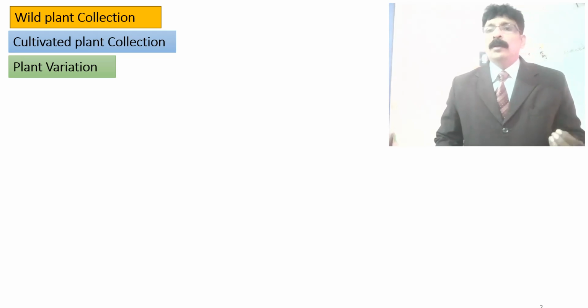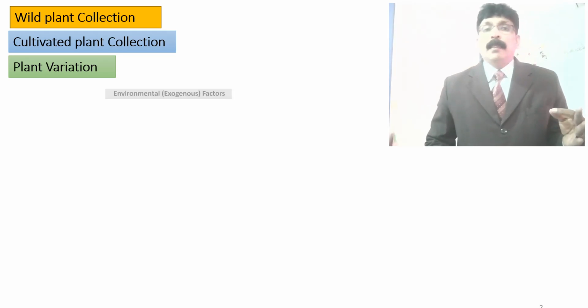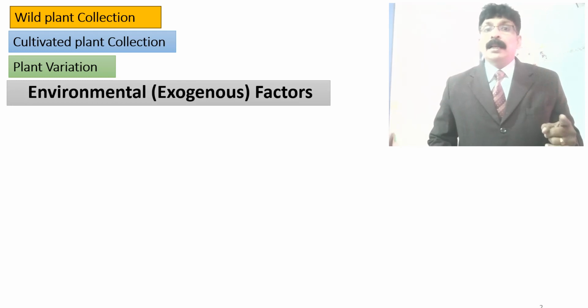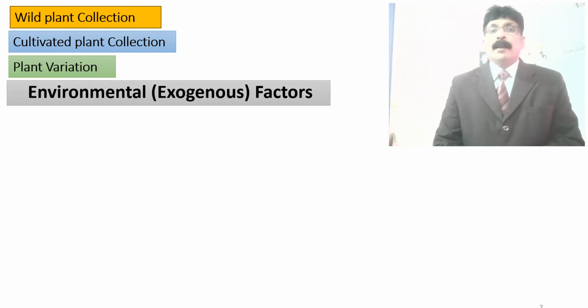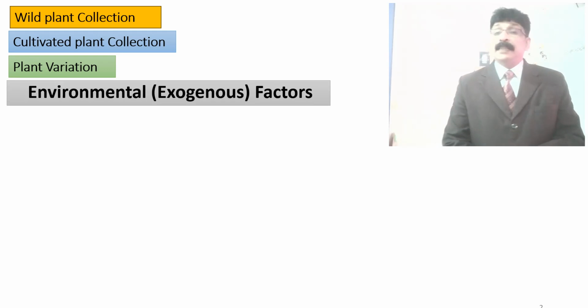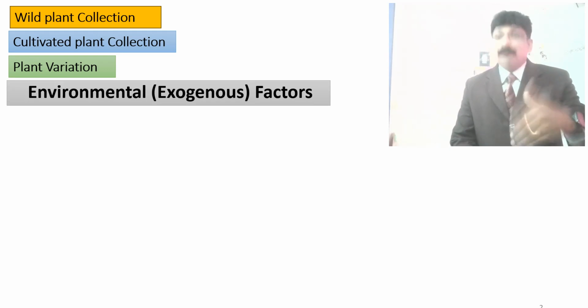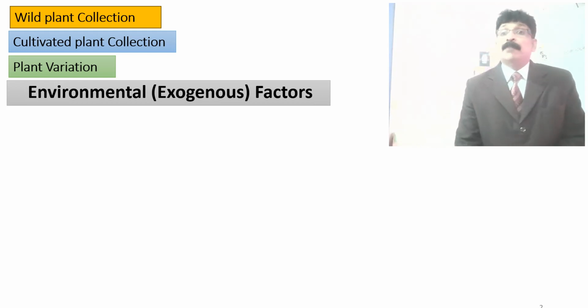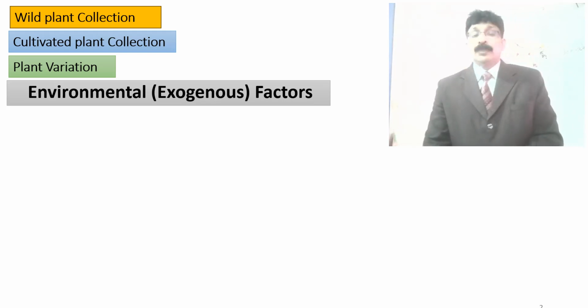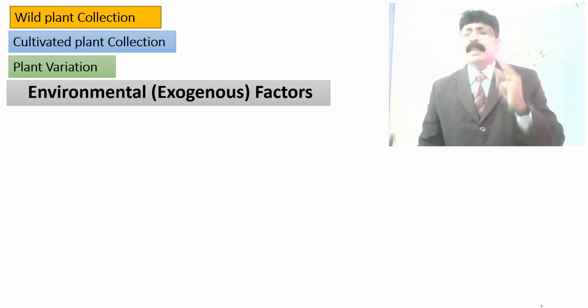So that's why plant variation. We have made 3 categories for this plant variation. The first one is environmental, exogenous factors, and then endogenous factors like genetic factors. And then after collecting the drugs, processing also has some influence on plant variation in their constituents and quality. These are the 3 things we are discussing, but within them there are many points.